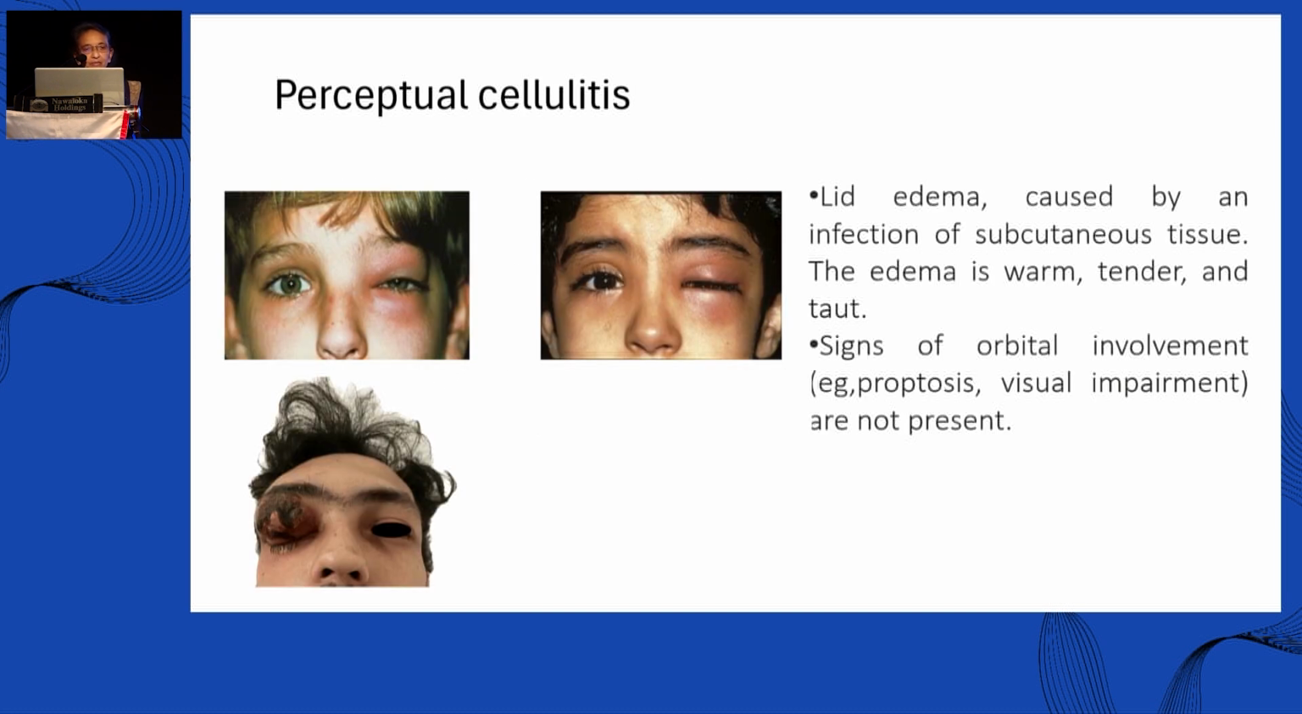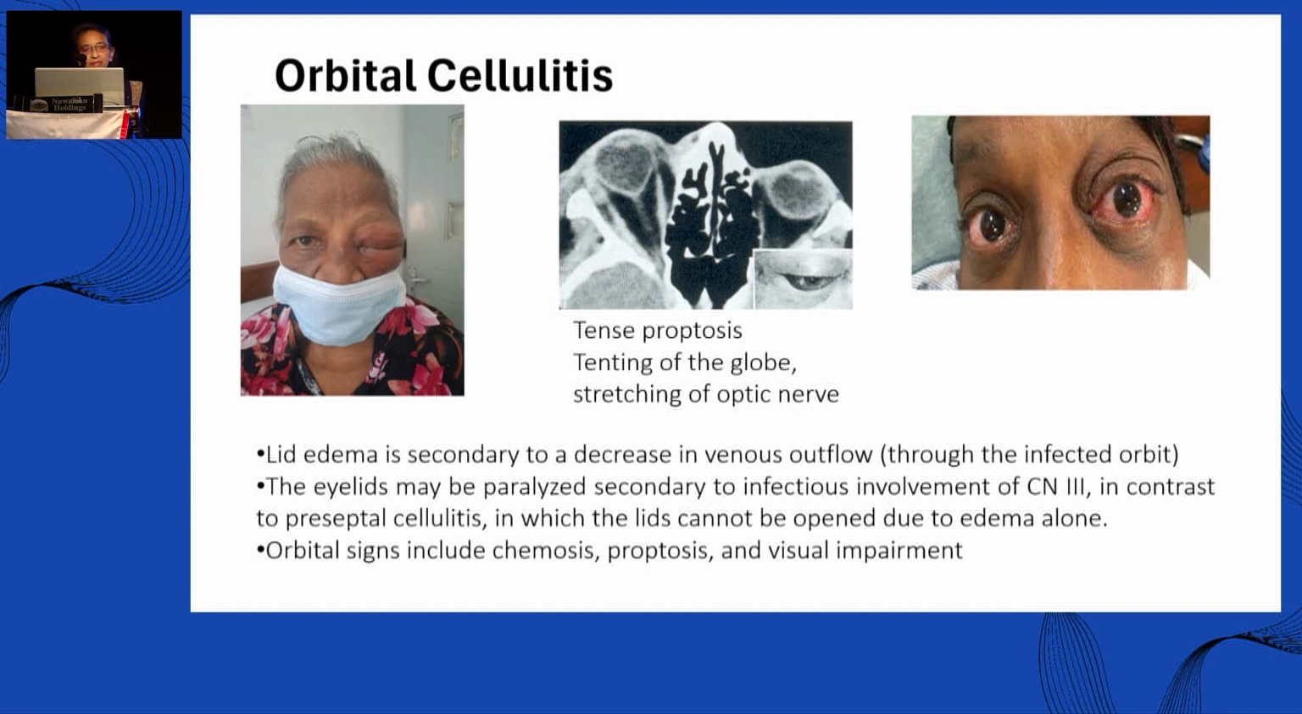See, the picture just shows preseptal cellulitis. There is lid edema, there is inflammation of the subcutaneous tissue, and the edematous area is warm, tender, and taut. They don't have proptosis, no visual impairment, no signs of orbital involvement. Now, this is orbital cellulitis, where all the signs are there.